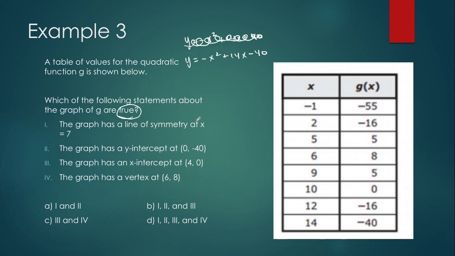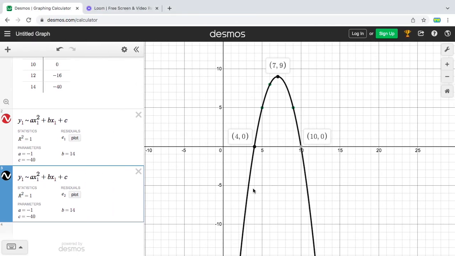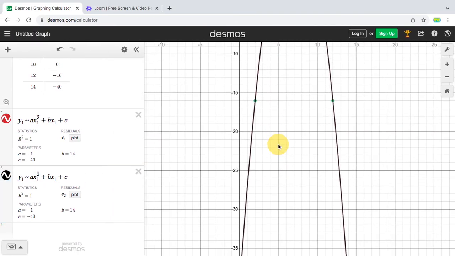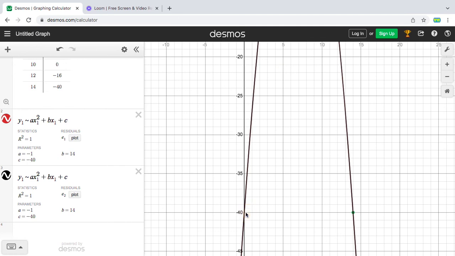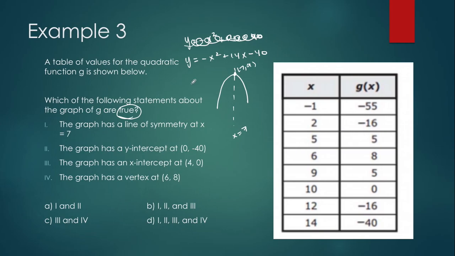So the graph has a line of symmetry at x equals 7. That is true, right? Because the vertex is at 7, 9. So that x value is at x equals 7. That will split it in half. Has a y-intercept at negative 40. Well, I know that because that's my C value, but for those of you who don't remember that fact, I can just scroll down. There's my y-intercept at negative 40. So it does have a y-intercept at 0, negative 40.